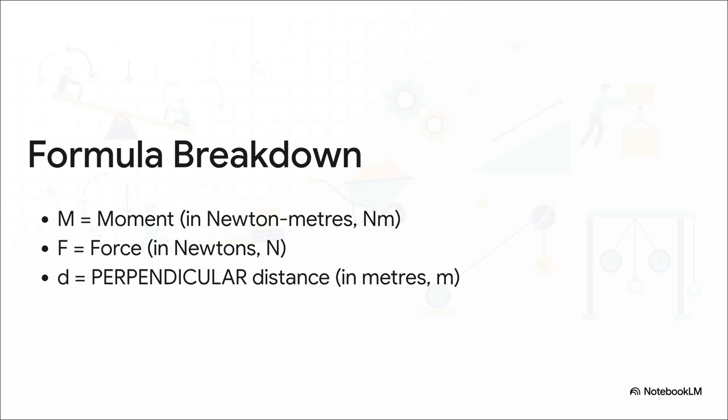Now let's break this down, because the details here are where people often slip up in exams. M, the moment, is measured in newton meters, F, the force, is in newtons, and D, the distance, is in meters. But look at that word in caps, perpendicular. This is so important. The distance has to be at a right angle to the force. Think of it this way. If you push on a door straight towards its hinges, it's not going to turn, is it? You have to push at right angles to get that swing. That's the perpendicular distance, and it's a classic exam trip-up, so don't fall for it.